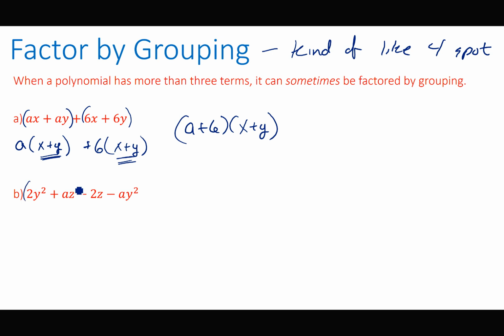All right. If we did factor by grouping here, so if I want to work with this step, there's nothing that I can factor out. 2y squared plus az, I can't do anything. There's nothing I could factor out of this. But with polynomials, I can move stuff around. So I'm going to change this up. I'm going to say this is 2y squared minus 2z plus az minus ay squared.